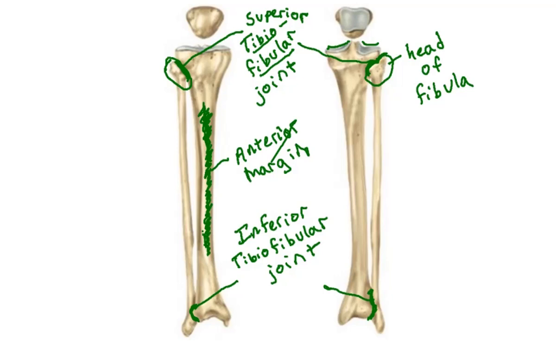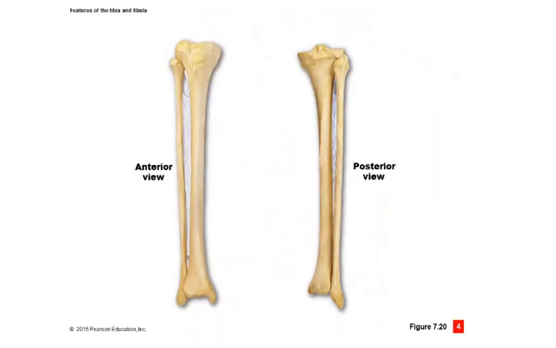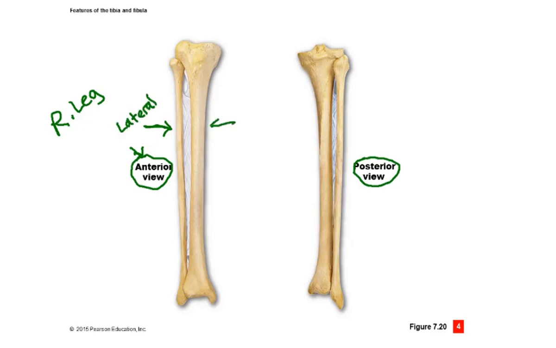And now let's look at the next picture to identify all the rest of the features of the tibia and fibula. Now here's a good picture of the tibia and fibula. These are real bones, a picture of real bones. Here's the anterior view, so this is the front. Here's the posterior view, so this is the back. So this is going to be the right leg, because you see on the anterior view, the fibula is on the outside, it's lateral. And the tibia would be medial. It's going to be closer to the midline of the body.